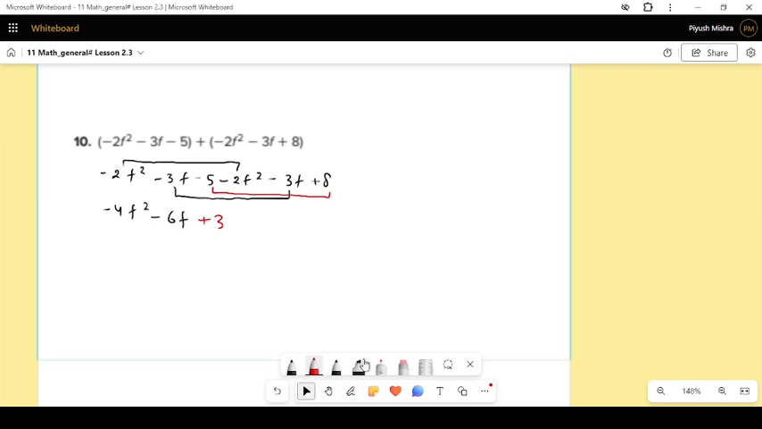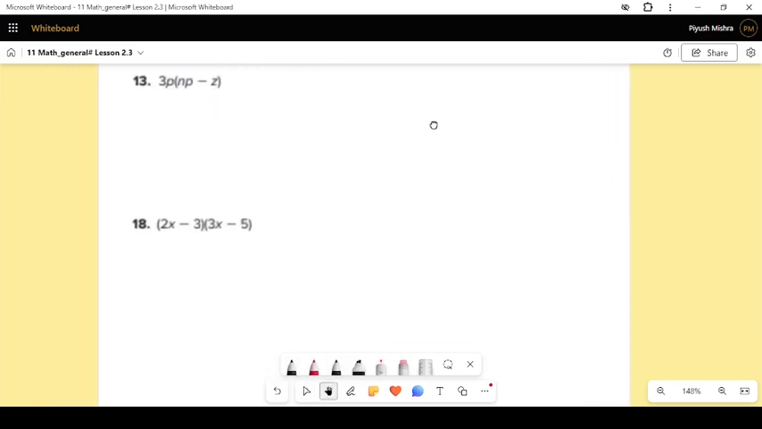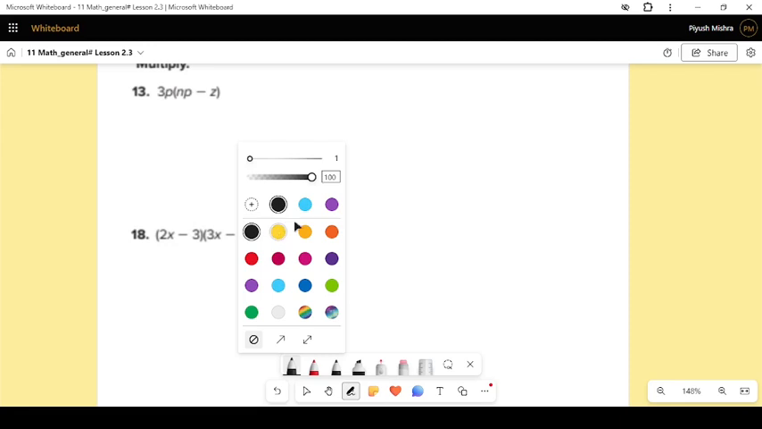So now we are ready to do the next question. So let's start with the next question. This time we have to multiply. Simple multiplication, which you have already done in the previous classes in Algebra 1. Same way you are going to do it. So let us suppose I am changing the color.